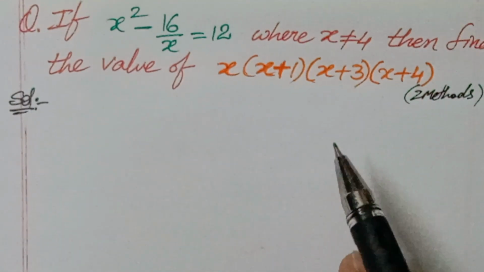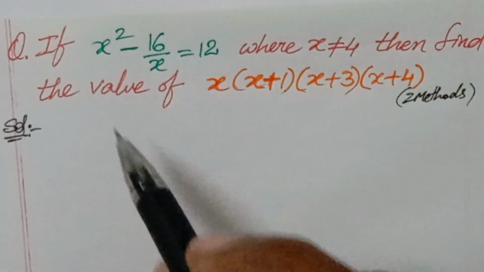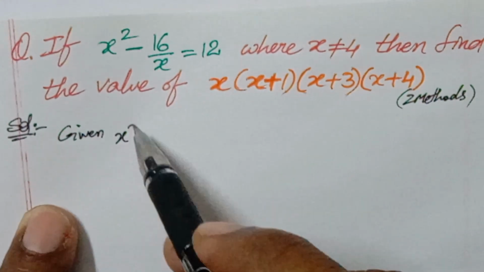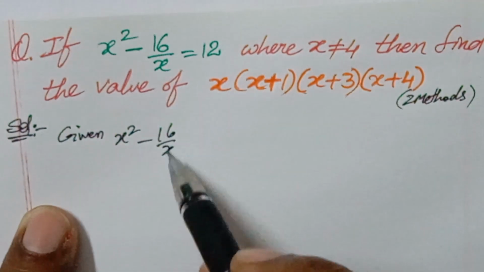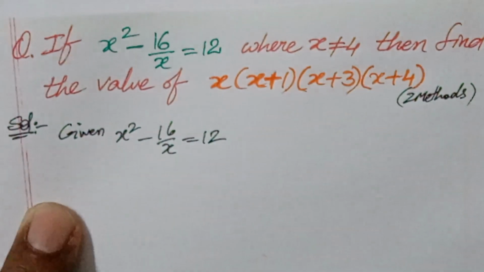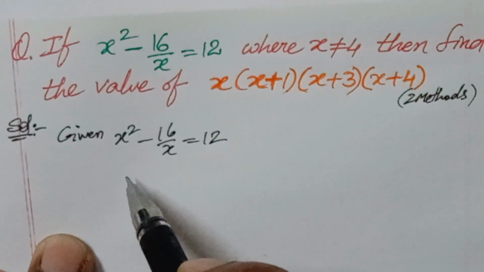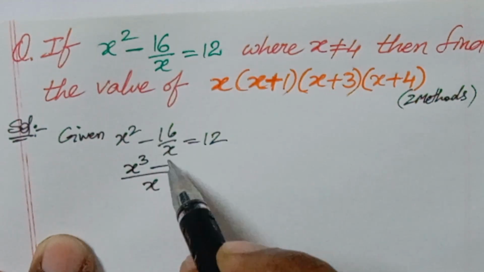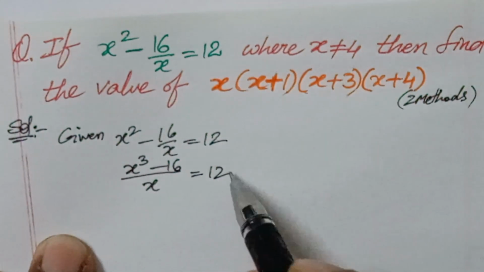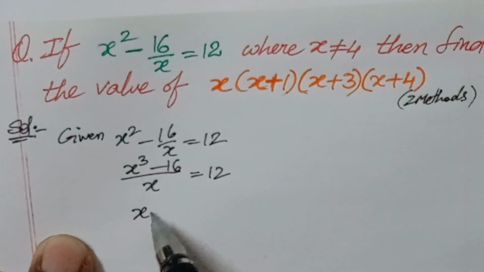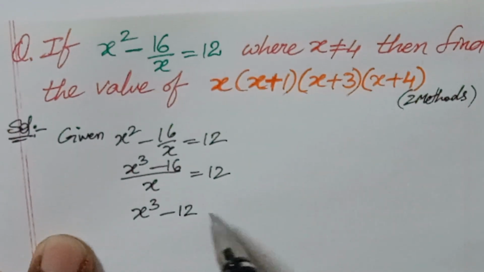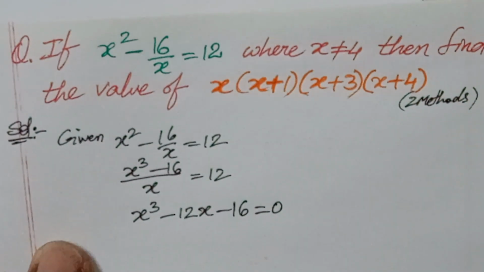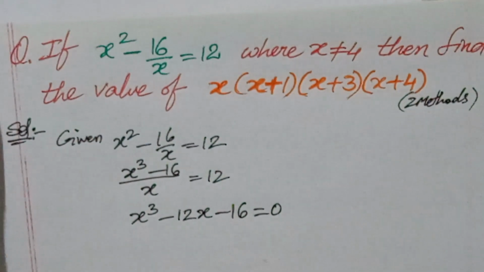So first of all, what is given? Given x square minus 16 by x is equal to 12. So here you can write, taking LCM, x cube minus 16 is equal to 12x. So here you can write x cube minus 12x minus 16 equal to 0. Now you are getting a cubic equation.